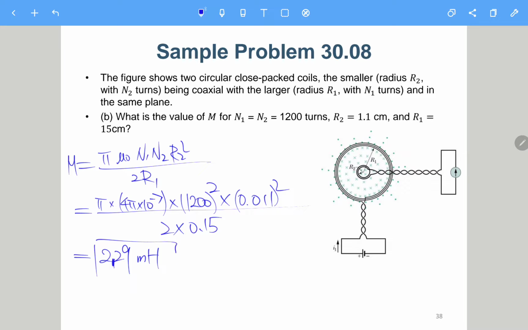millihenry, which is quite large. Usually when we try to use an inductor on a circuit board, the value will be at the nanohenry or microhenry level. So a millihenry inductor is quite large, but regarding this one, 1.2 centimeter, 15 centimeter, which is quite large. 15 centimeter is as large as this.